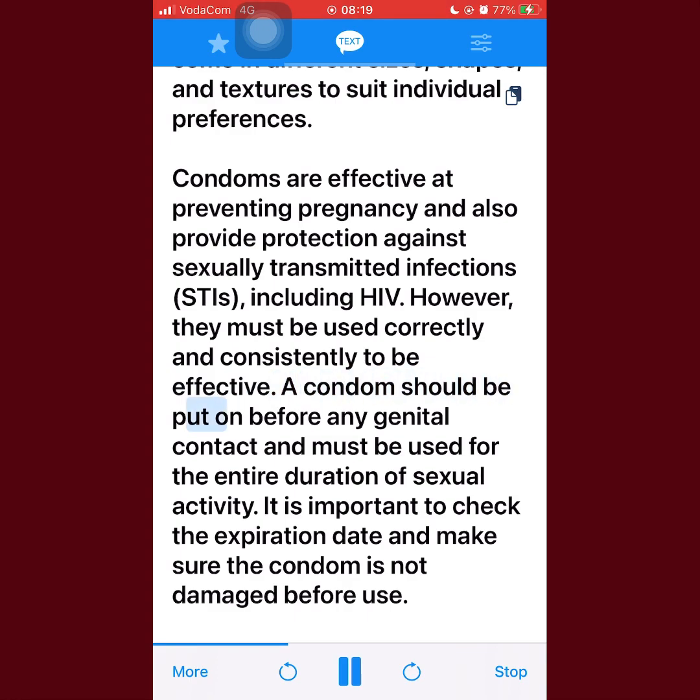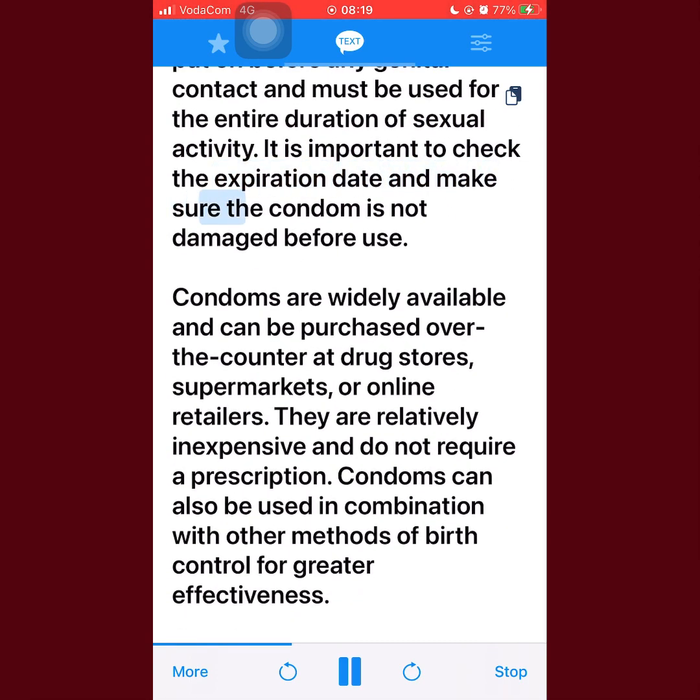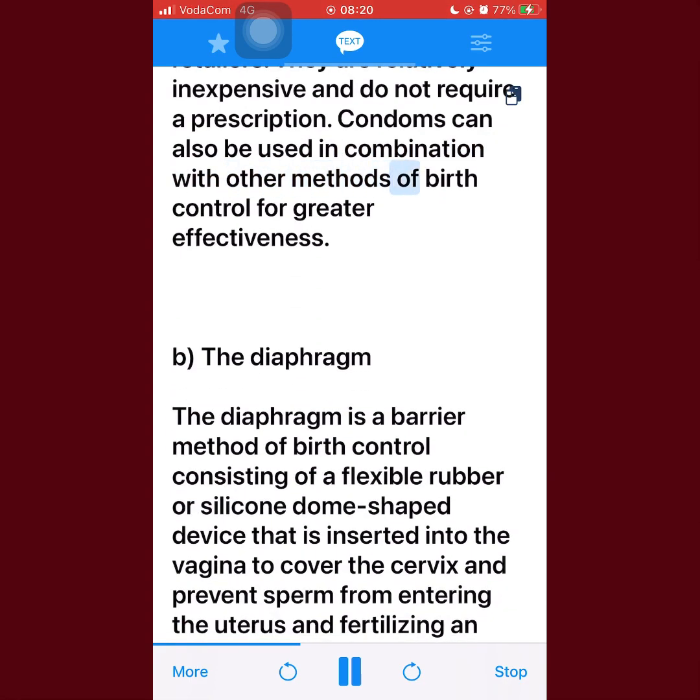A condom should be put on before any genital contact and must be used for the entire duration of sexual activity. It is important to check the expiration date and make sure the condom is not damaged before use. Condoms are widely available and can be purchased over the counter at drugstores, supermarkets, or online retailers. They are relatively inexpensive and do not require a prescription. Condoms can also be used in combination with other methods of birth control for greater effectiveness.